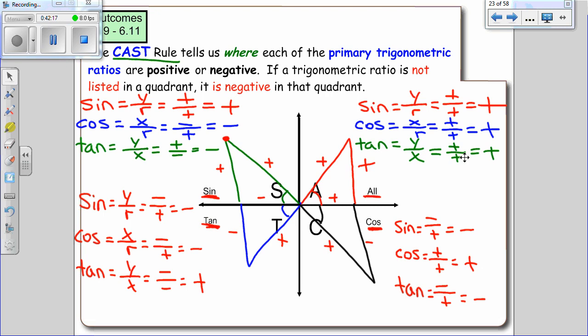Does anyone have any questions about why ratios are positive or negative? Not how it looks in an example, but how, okay, I get the tangent is negative because it's y over x, positive over negative is negative. Does that make sense? Good. Let's try an example.